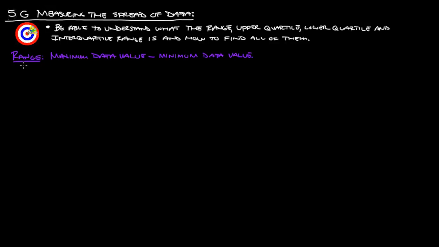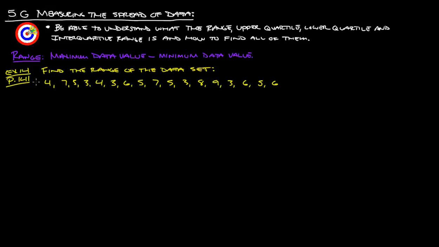The range, just as a quick review, is the maximum data value minus the minimum data value. So, taking a look at that, example 14 from page 141 says find the range of the data set. All we really need to do is find the biggest number and subtract the littlest number. The biggest number in here looks like it's 9, and our smallest number looks like it is, there's a bunch of 3's, I don't see any 2's, so we have 3. So 9 minus 3 gives us 6. So the range is 6.